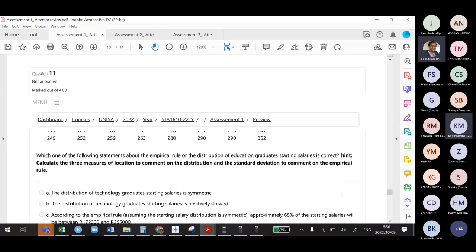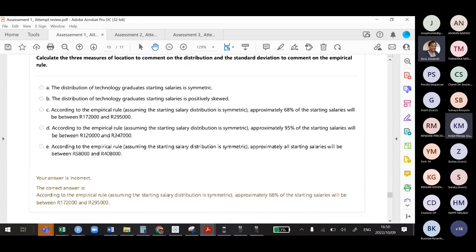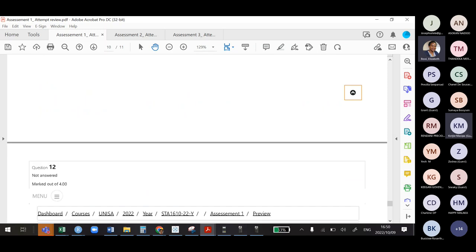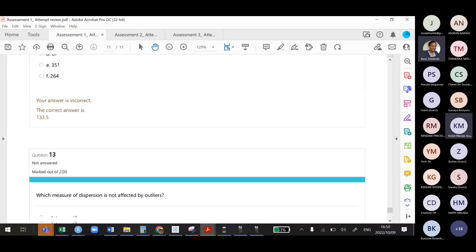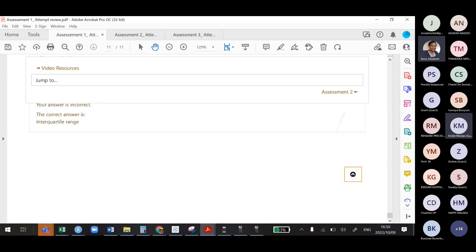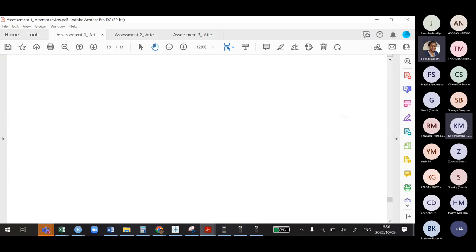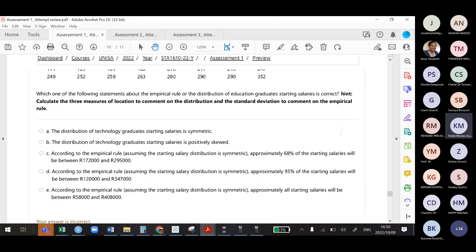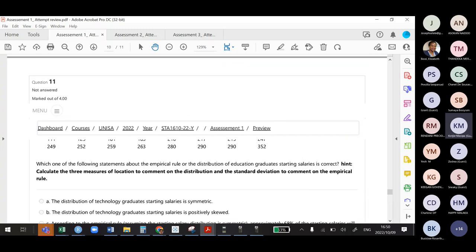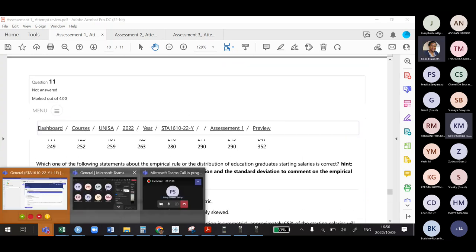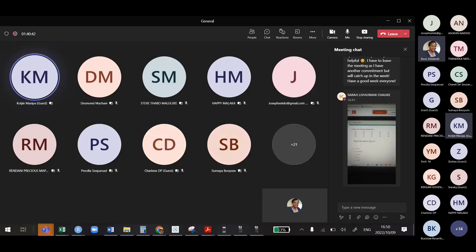Okay. So question 11. I also don't see the data set. Let's see if the bottom one has the data. No data. No data. Okay, someone must help us with the data then. I saw that some people were able to post. So can someone just post it on the chat? We will use that data set.